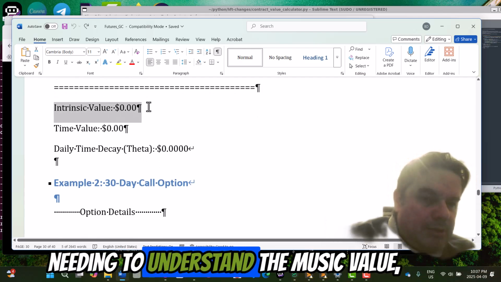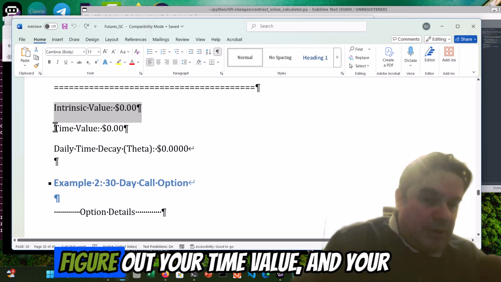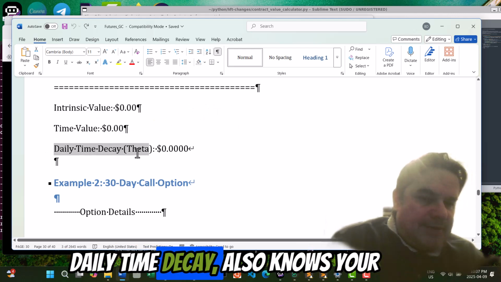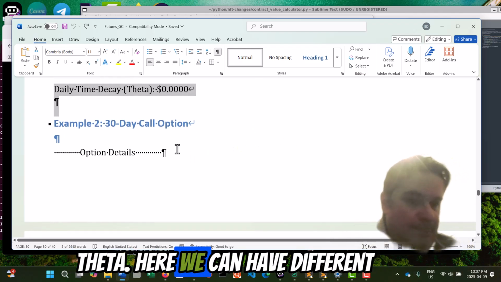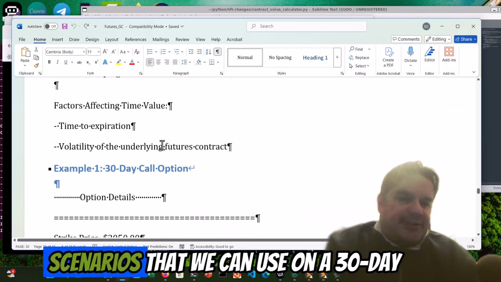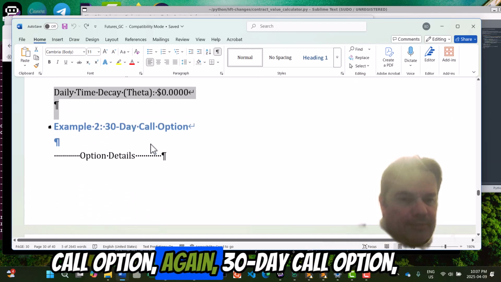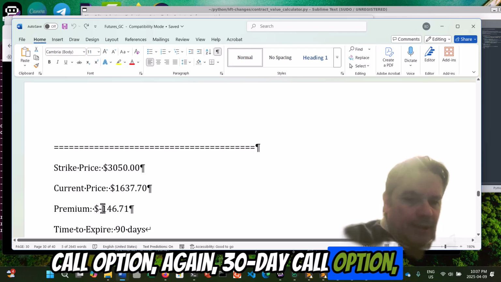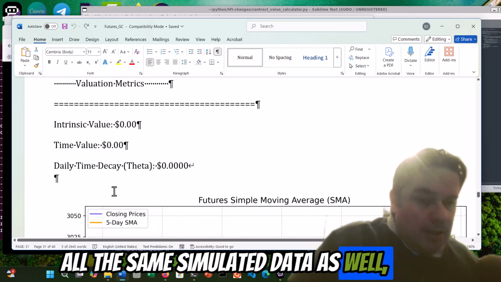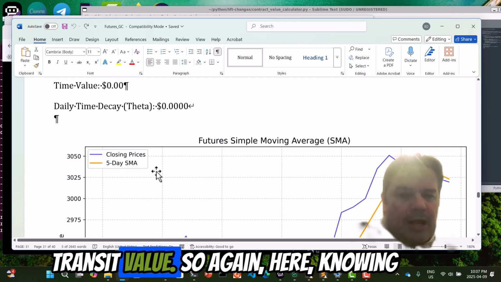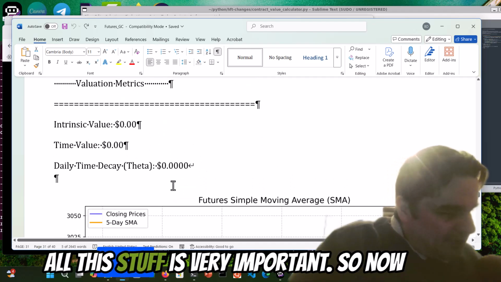So again, needing to understand the intrinsic value, figure out your time value, and your daily time decay, also known as your theta. Here we can have different scenarios that we can use on a 30-day call option. Again, 30-day call option, all the same simulated data as well, intrinsic value. So again, here, knowing all this stuff is very important.